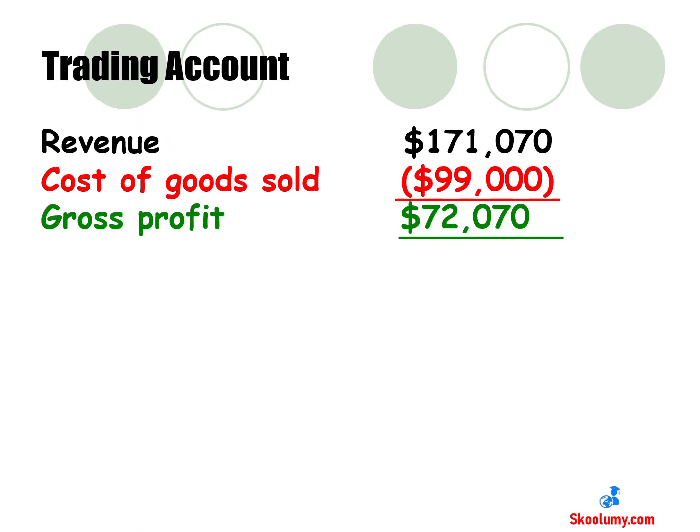The first part, the trading account section. Revenue minus cost of goods sold is gross profit. $171,070 minus $99,000. Gross profit is $72,070.